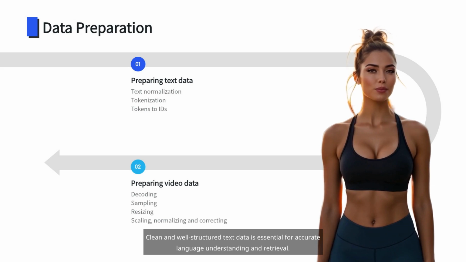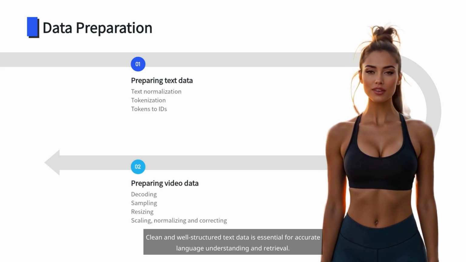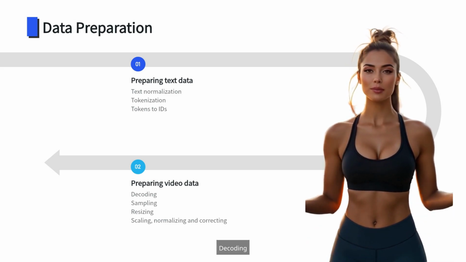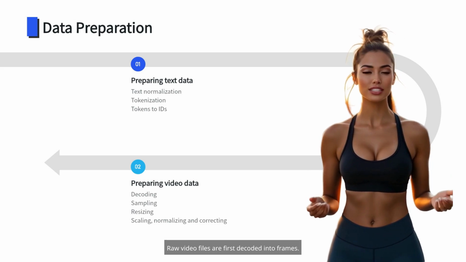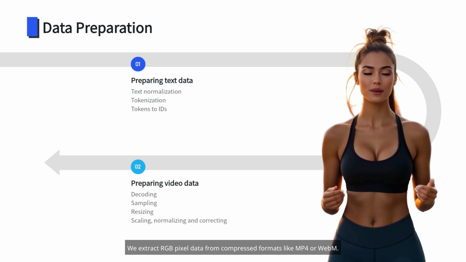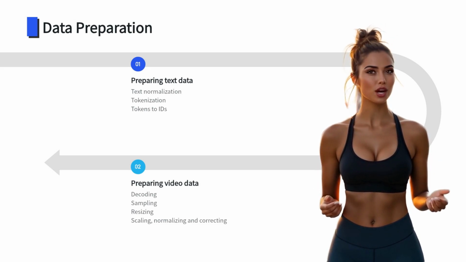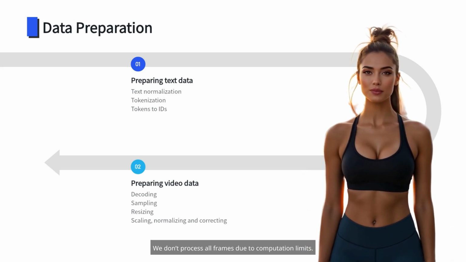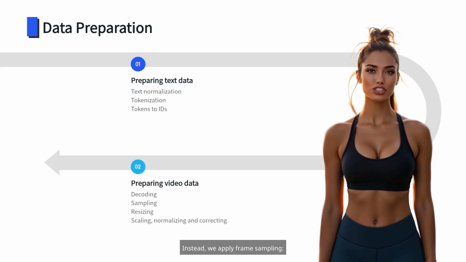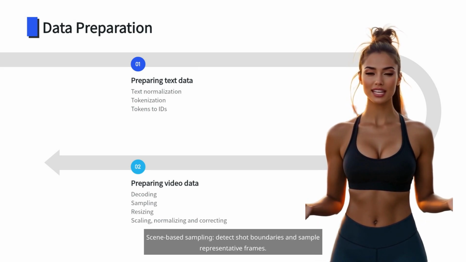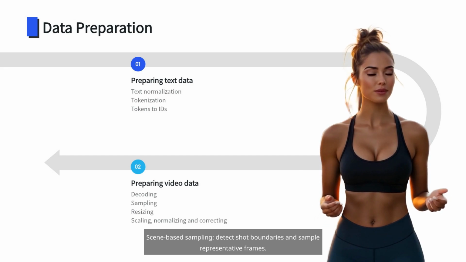Preparing video data. Decoding. Raw video files are first decoded into frames. We extract RGB pixel data from compressed formats like MP4 or WEBM. Sampling. We don't process all frames due to computation limits. Instead, we apply frame sampling. Uniform sampling. Extract one frame every n seconds. Scene-based sampling. Detect shot boundaries and sample representative frames.